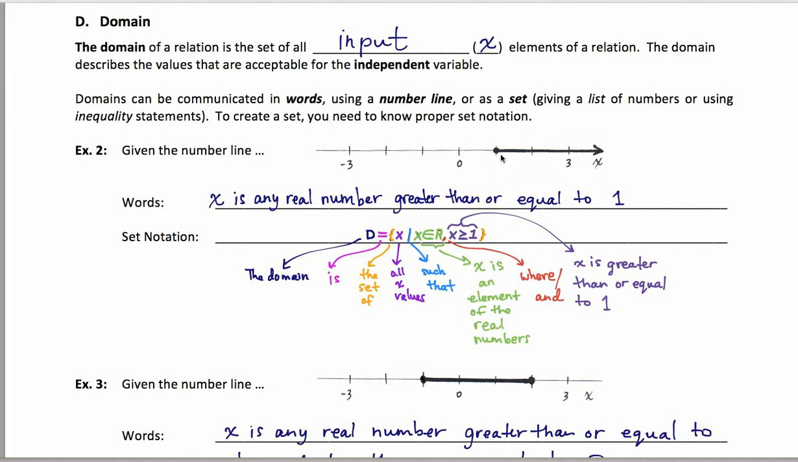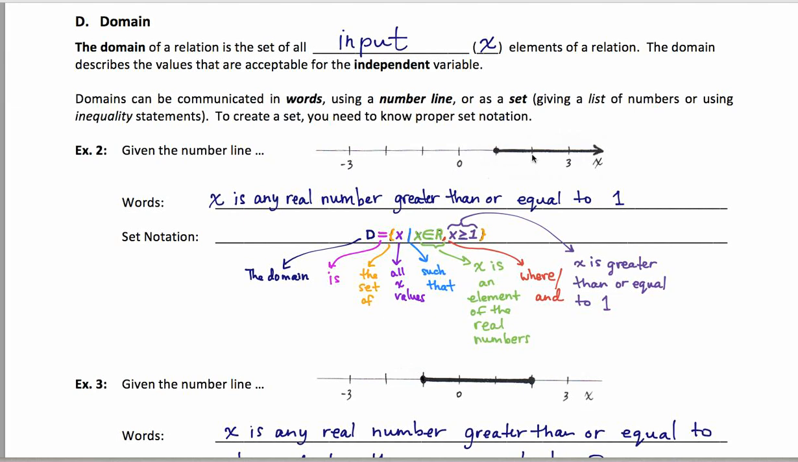I've got a point at 1 filled in, and then I've got this arrow drawn that's going to the right of that. On the number line, we can visualize this as 1 being included, and then any value greater than 1 is also included, all the way up to infinity. Okay, so this arrow is implying that we're just going to keep going to the right.